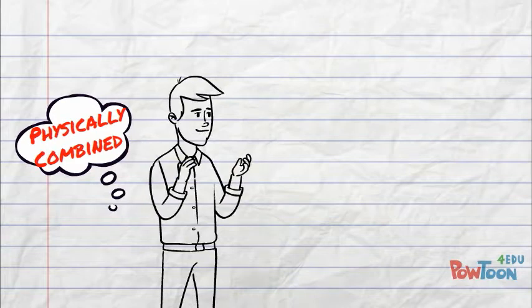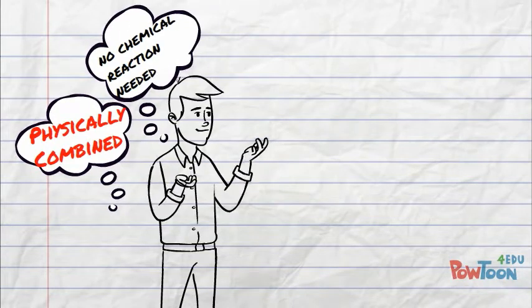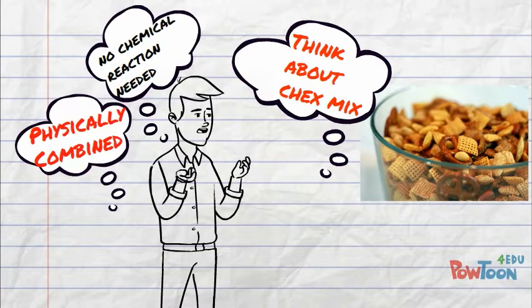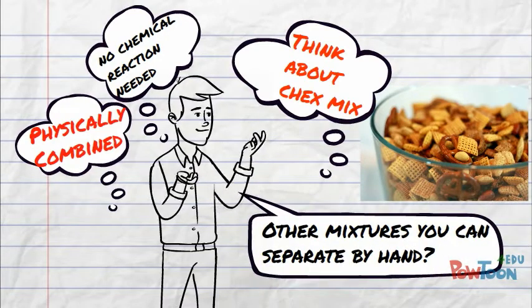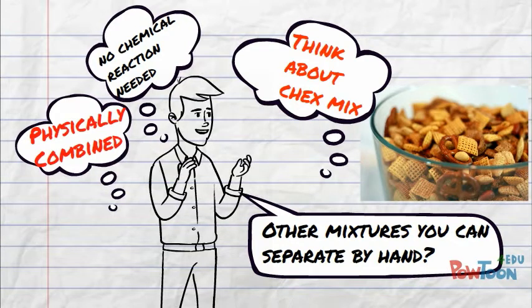Because mixtures are physically combined, they can be taken apart without a chemical reaction. Think about a bag of Chex Mix. What's your favorite part? Do you pick that out and leave behind the parts you don't like? Chex Party Mix is a mixture. When you pick out your favorite part, you're separating it by hand. Can you think of other mixtures you can separate by hand?